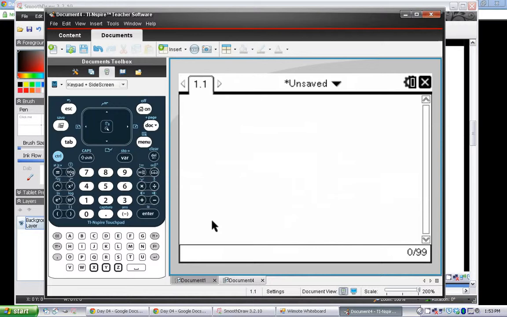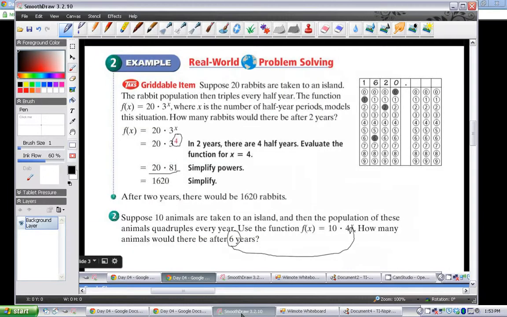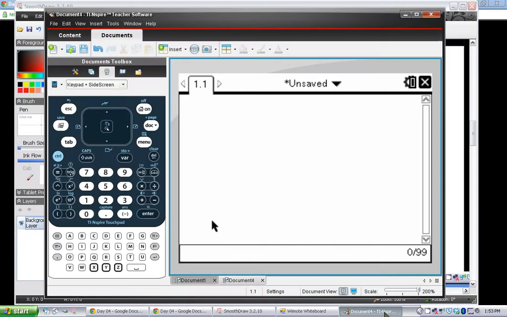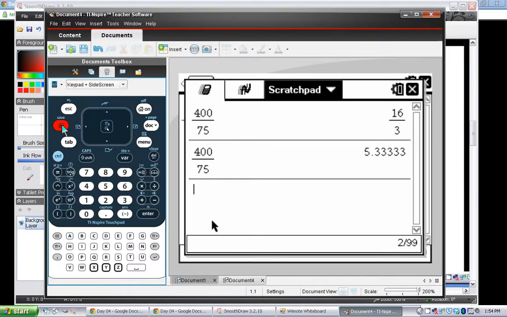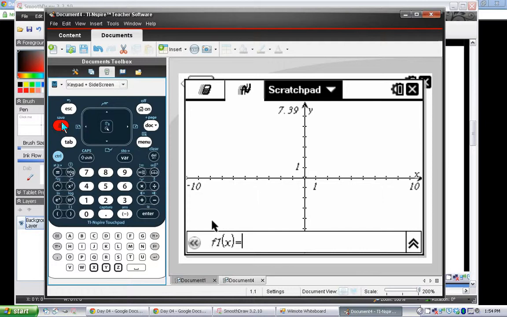Let's make this a little simpler for ourselves. Let's go to our calculator. It was, if I remember right, 10 times 4 to the x. So we can do 10 times 4 raised, except not the x, we know we're looking just for the 6th. And so we can get 40,960.